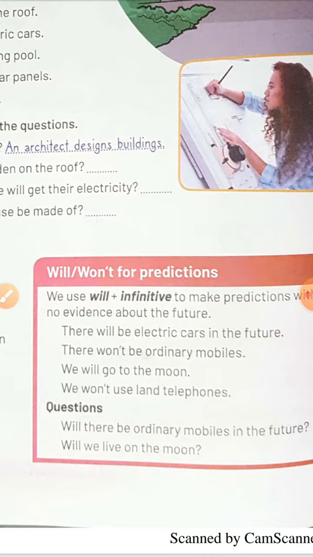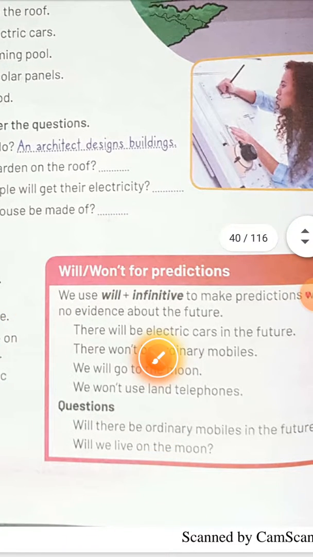Let's read the following example here. There will be electric cars in the future. Here will is followed by the infinitive be. The main verb here is be. So do you have any evidence that this will happen in the future? And I explained to you before the meaning of the word evidence. Do you have any evidence? Of course no. So when you use a prediction without evidence, you use will.